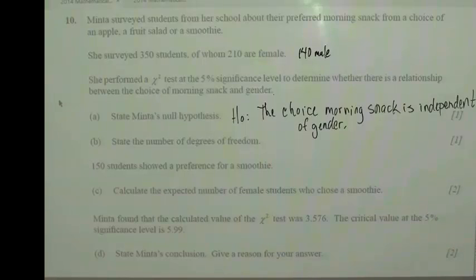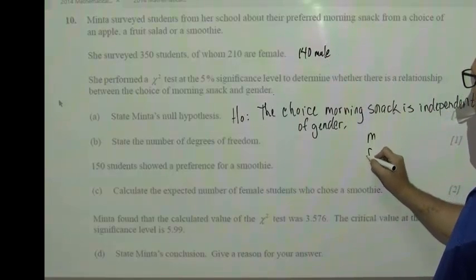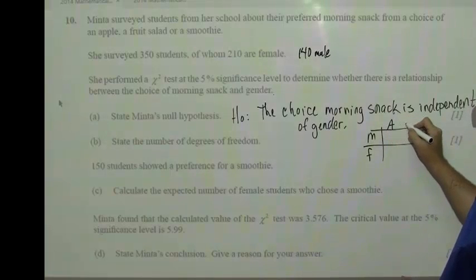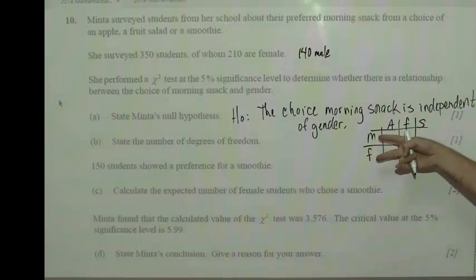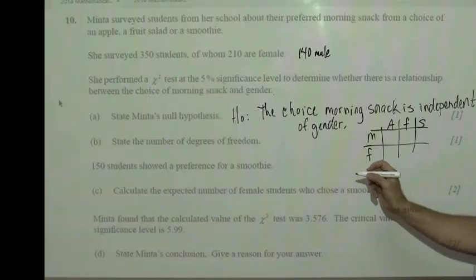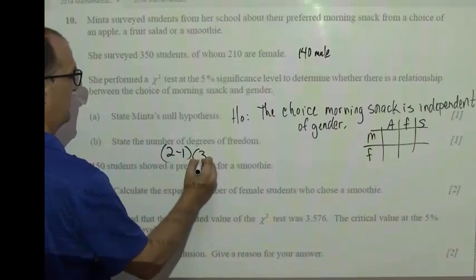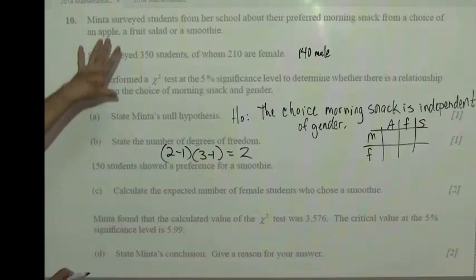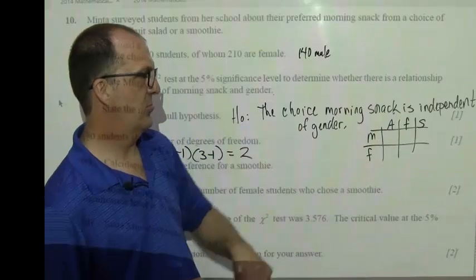State the number of degrees of freedom. Quick way to figure out that is think about how she would make a table for this. She would have males and females, and then she would have what? Apple, fruit salad, or smoothie. So you can see we have 2 rows and 3 columns. So the degrees of freedom, 2 minus 1 times 3 minus 1, is 2. And when they don't give you the table to figure out the degrees of freedom, I would quickly sketch out what it might look like.